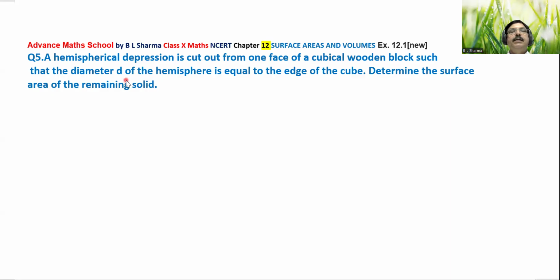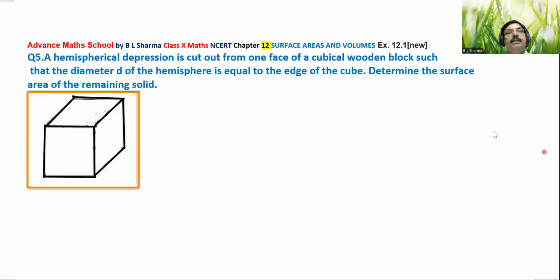A hemispherical depression is cut out from one face of a cubical wooden block such that the diameter d of the hemisphere is equal to the edge of the cube. Determine the surface area of the remaining solid. इसको हम visualize करते हैं, एक diagram बनाते हैं, कोशिश करते हैं question को visualize करने की. देखिए ये cube है, और this is a cube. Hemispherical depression.